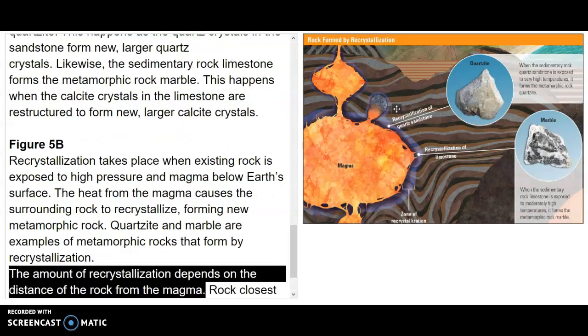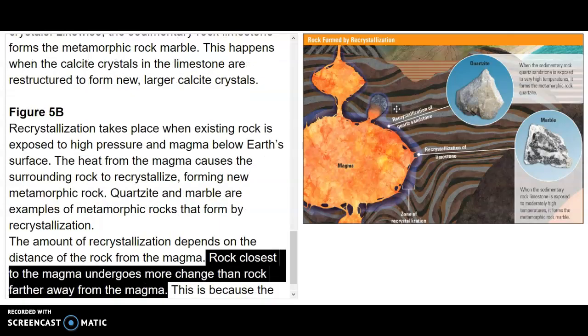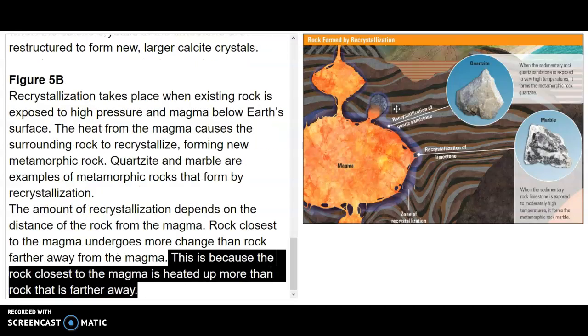The amount of recrystallization depends on the distance of the rock from the magma. The rock closest to the magma undergoes more change than the rock further away from the magma. This is because the rock closest to the magma is heated up more than the rock that is further away.